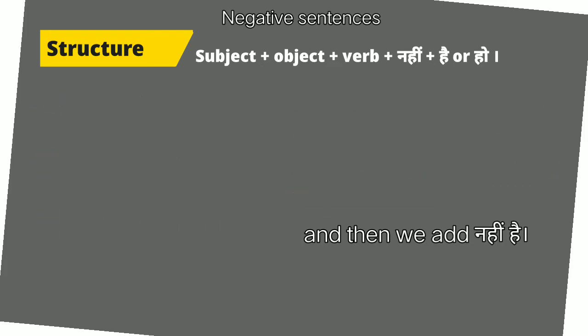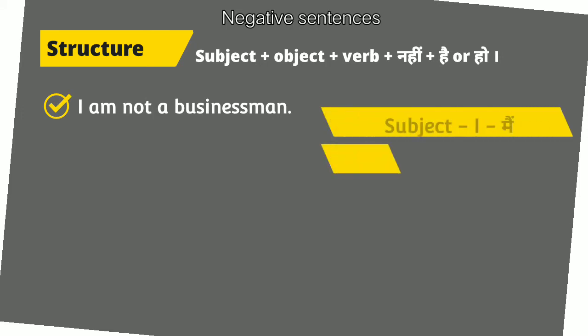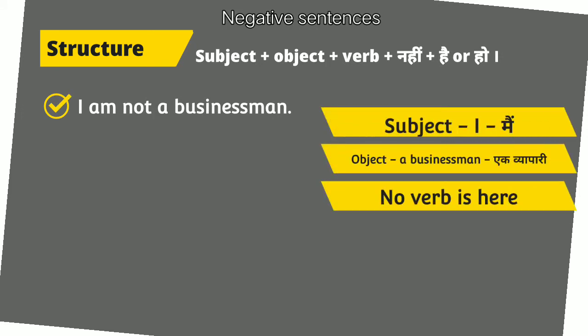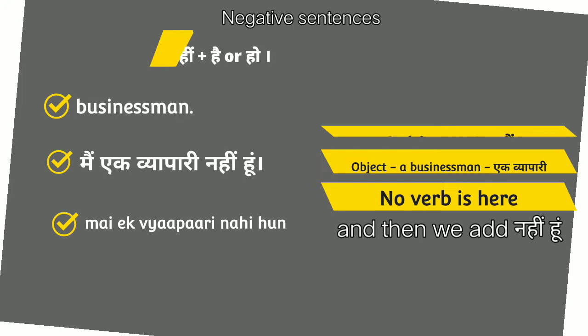Let's take another sentence. I am not a businessman. So here the subject is I means मैं, the object a businessman एक व्यापारी, and then we add नहीं हूँ. So we got मैं एक व्यापारी नहीं हूँ.